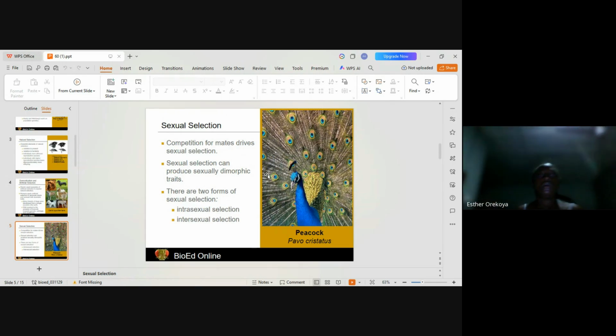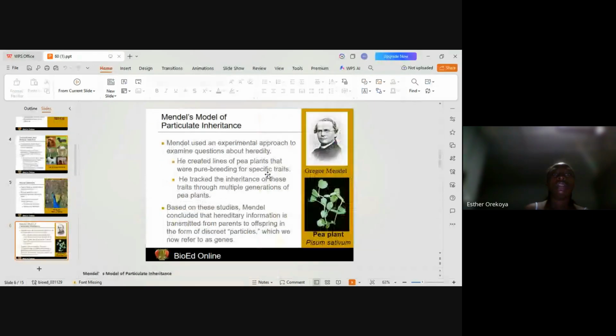Okay. Then we have sexual selection, which is a competition for mates. Sexual selection can produce sexually dimorphic traits. When we're talking about dimorphic, it can produce individuals that are either intrasexual or intersexual. Just like we're talking about inter-ethnic marriage and intra-ethnic marriage, it's the same thing for sexual selection.